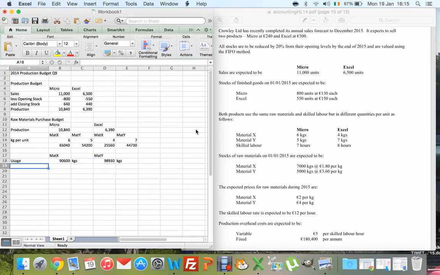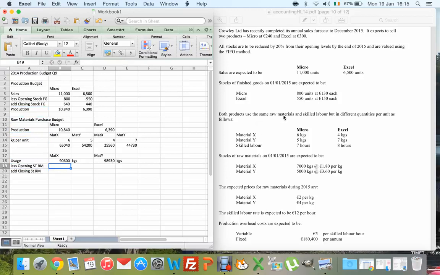So I need to then take into account my opening and closing stock. So I take away my opening stock, and I'm just going to put an RM for raw materials, and I'll add my closing stock of raw materials. Where these stocks up here, they were stocks of finished goods. So I just put an FG up there beside that, so we don't get confused when we're doing the rest of the question.